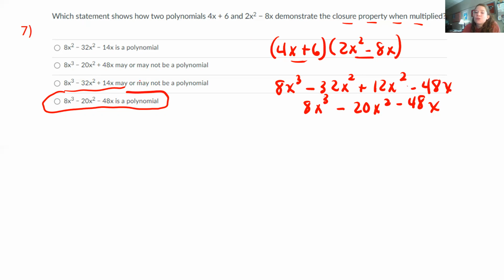So you just come up with the right answer and you state that this is a polynomial, which it is. So that's the closure property type problem that you will see this week.